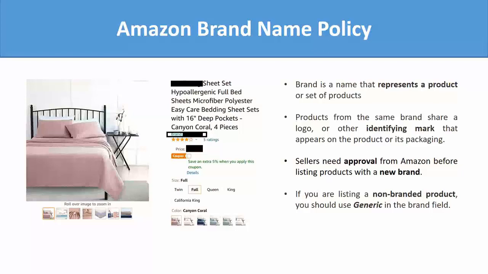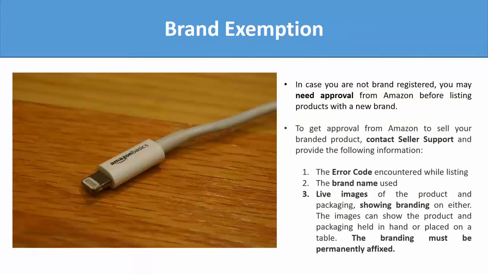But if the product is not generic, if the product belongs to your own private brand, you might need an approval from Amazon. Just one thing to be added here: if you are brand registered, you do not need an approval. You can just skip this step and move on to the listing. In case you are not brand registered, in case your product is not generic, in case you have a private brand, you would need a brand approval. It's very simple to get a brand approval.